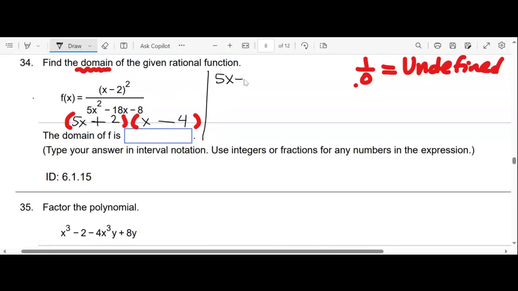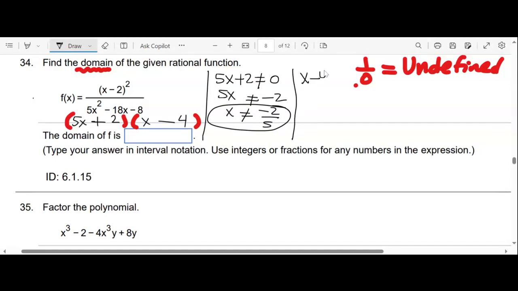Now I make the denominator not equal to what? 0. So 5x equals what? Negative 2. So x equals what? Is this clear? Okay. Now next one is going to be what? x minus 4 does not equal what? 0. So x does not equal 4. So that means negative 2 and 5 are not allowed.